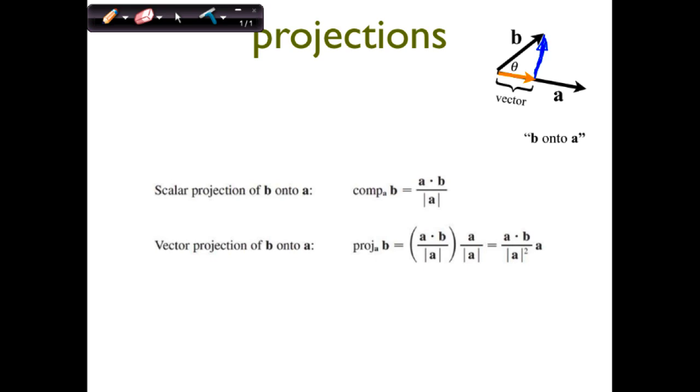Okay. B is equal to the gold one plus the blue one. Right, this is just vector addition, right? Don't we just add these two vectors together? And if we add those two vectors together, we get B. So the blue one is what? B minus the vector projection onto A.